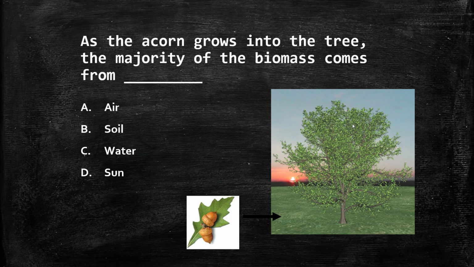Okay, so as an acorn grows into a tree, where does the majority of its biomass come from? Where does the mass of that acorn come from? The air, the soil, the water, or the sun? By biomass, I mean all the carbon that makes up its body. Well, the answer for that, anyone? Anyone? Is the air. The carbon dioxide from the air that's glued together to form carbohydrates by photosynthesis. A lot of people would say it's from the soil or something, but it's not.